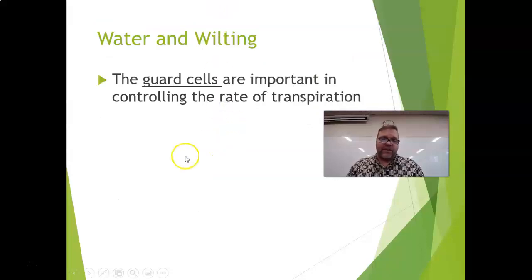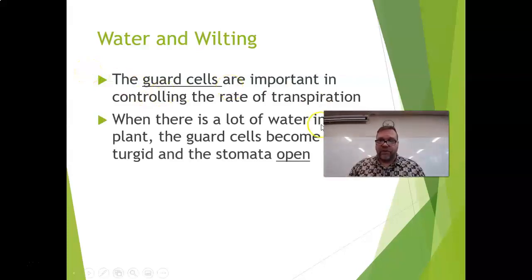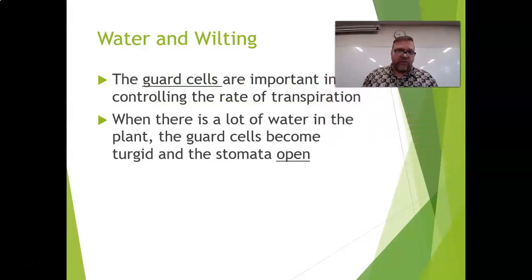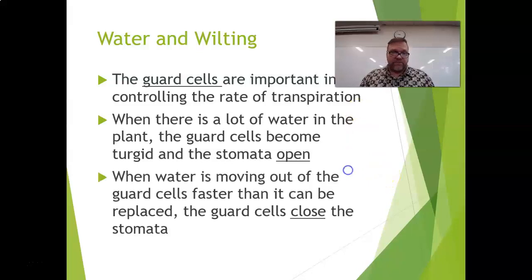But what happens is the guard cells are important in controlling this rate of transpiration. That's the guard cell. It opens up or closes, letting water in or out. And here's one of the aspects. When there's a lot of water in the plant, the guard cells become turgid and the stomata open, allowing water to go in and out because the plant already has lots of water. It doesn't need to keep it. However, if water is moving out of the guard cells faster than it can be replaced, the guard cells will close up and close the stoma and hold on to the water so it doesn't lose too much.